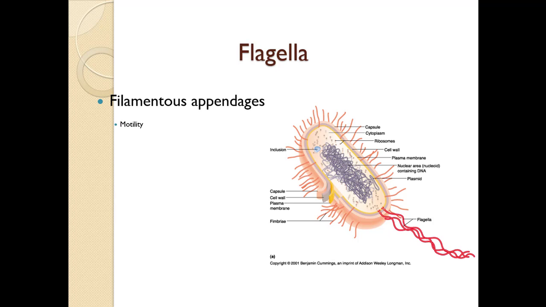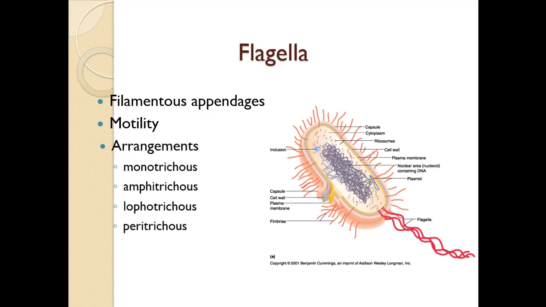Let's see, they are filamentous. They are used for motility, or movement. They can either be monotrichous, amphitrichous, lophotrichous, or peritrichous. There are different arrangements of the flagella. If it's one single flagellum off the bacteria, it's usually referred to as monotrichous. Amphitrichous, you can think of as being ambidextrous.